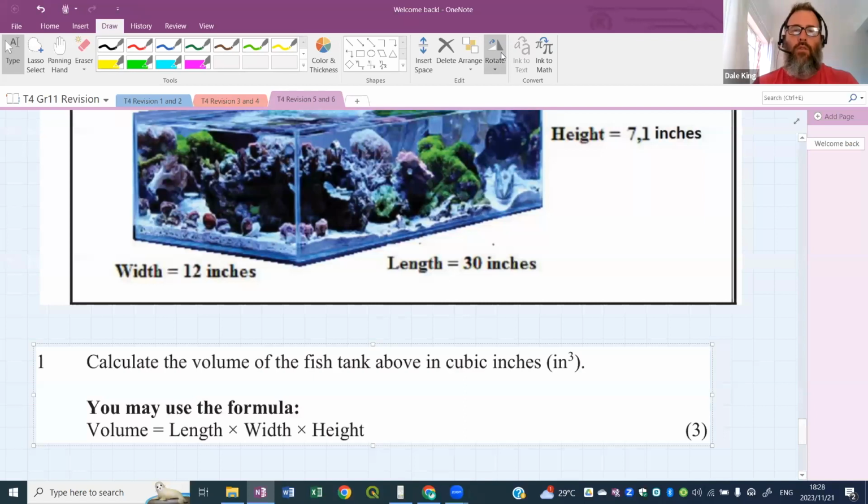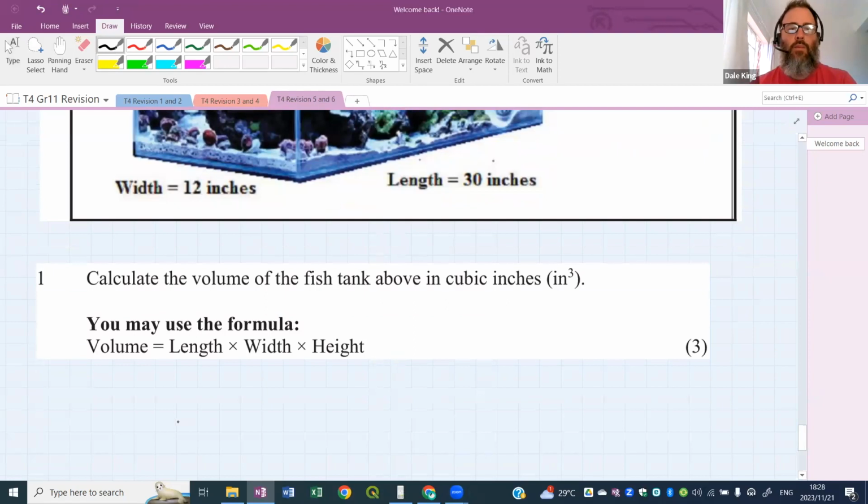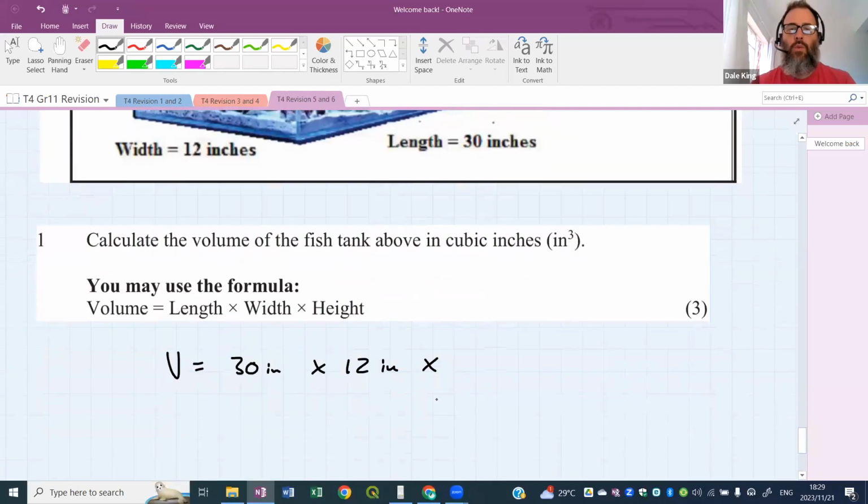Who's first? Tando, well done. 2556. Tato as well. 2556. Keon, good job. Well done. Okay. 30, 12, and 7.1. All right. Just easy substitution. So 30 inches times 12 inches times 7.1.